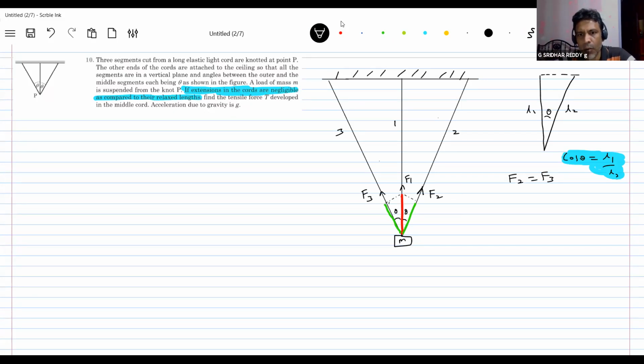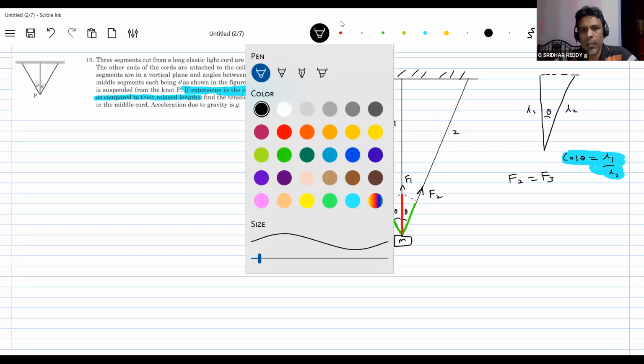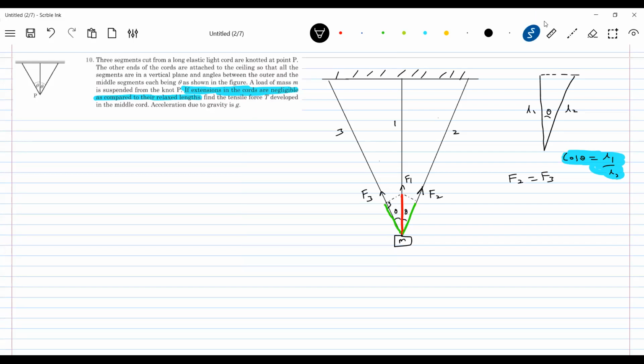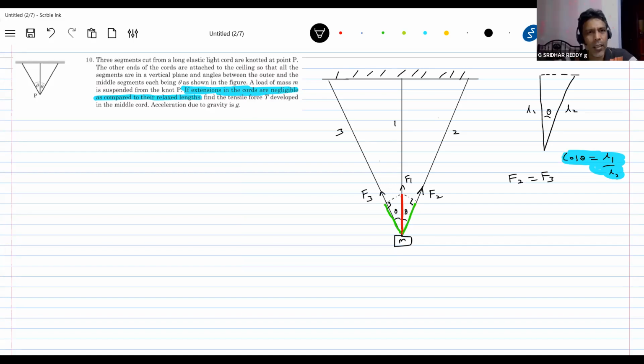I'm dropping further the perpendiculars also. Sir, when they are cut in equal manner, are they cut in 3 equal parts? He didn't say? 3 segments cut from a long elastic light cord are knotted at point P. The other ends of cords are attached to the ceiling. He didn't say equal parts, no? 3 equal segments cut. No, he just said segments. Fine. The sentence. Okay.